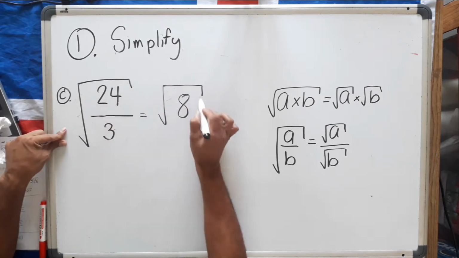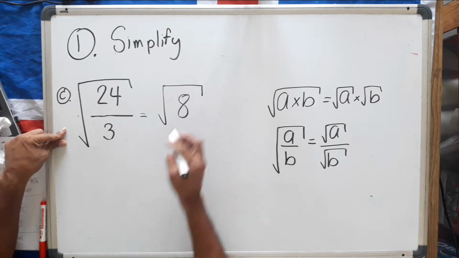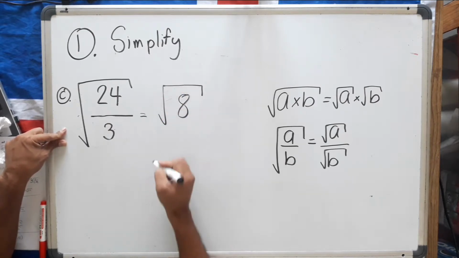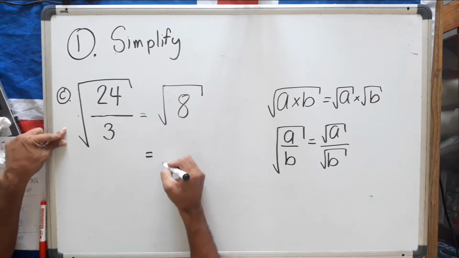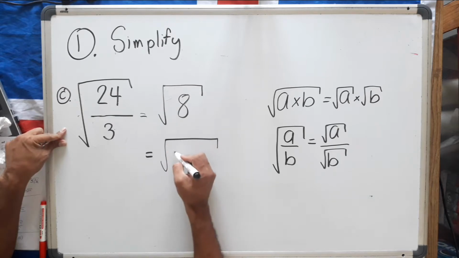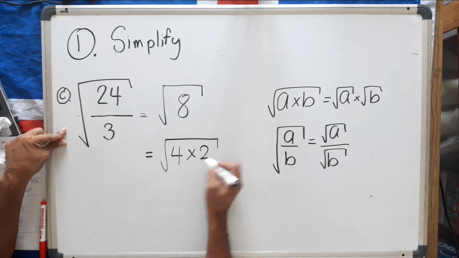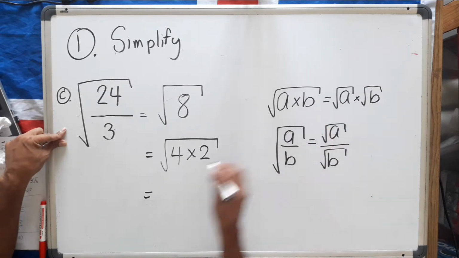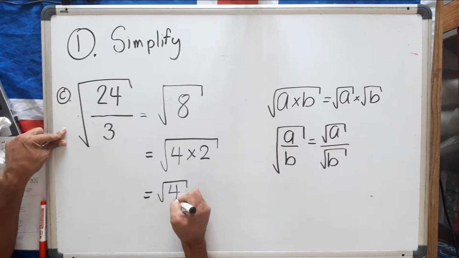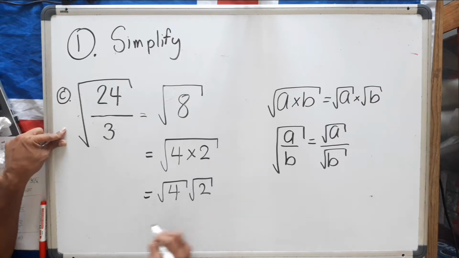And we need to simplify the square root of 8. Believe it or not, we can simplify this further. 8 is the same exact thing as 4 multiplied by 2. Now we apply this rule. The 4 gets its own square root, and the 2 gets its own square root. The square root of 4 is 2.